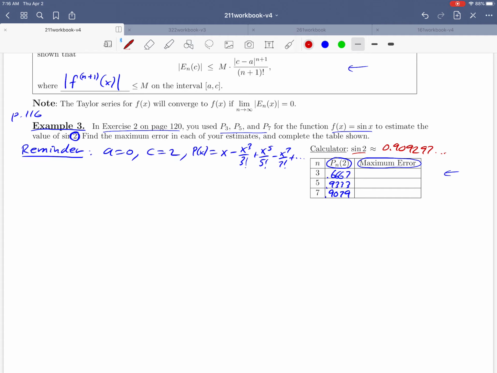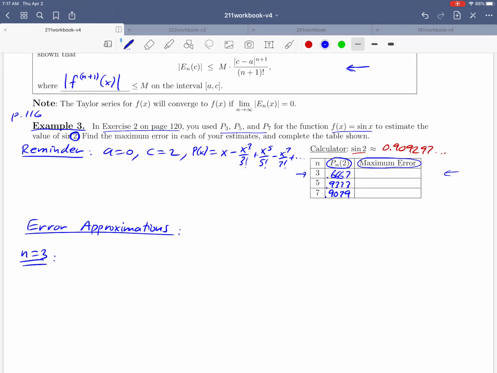Okay, so let's see if we can calculate those maximum errors that we're talking about. That's going to be going back and using this error formula up here at the top of the page. I'm going to leave a little space for us. And we'll start by seeing if we can calculate the error in this approximation 0.6667 for n equals 3. This is going to be the first of 3 error approximations that we do.